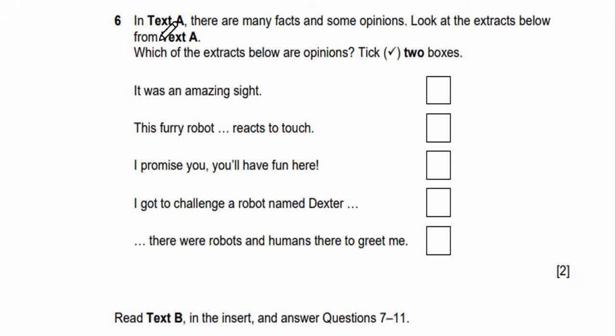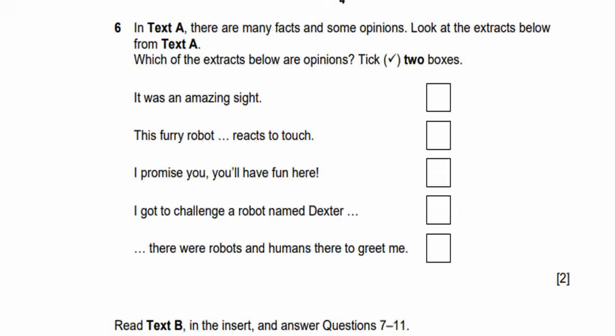Next, question 6. In text A, there are many facts and some opinions. Look at the extracts below from text A. Which of the extracts are opinions? Take 2 boxes. We have to differentiate between facts and opinions. So "it was an amazing sight" will be facts. Well, we have to choose opinion, so this is not. This furry robot reacts to touch. So it's not this. I promise you you'll have fun here, so this is opinion.